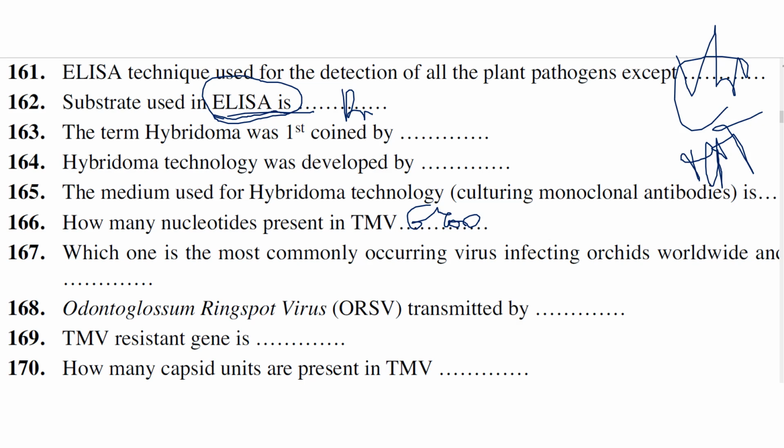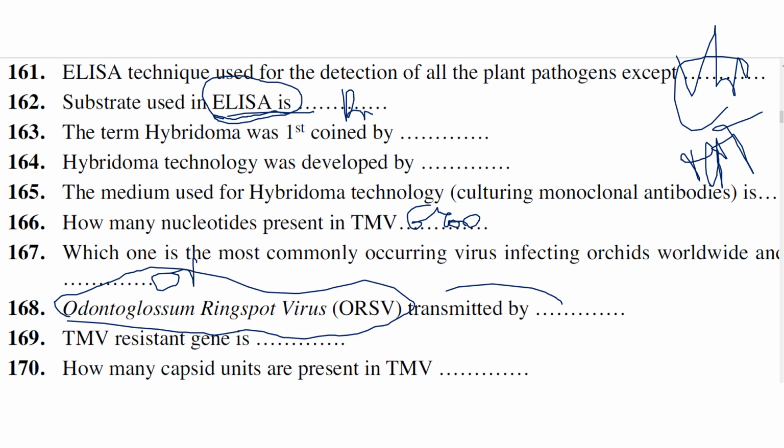What is the most commonly occurring virus infecting orchids worldwide? So there is a virus called ORSV, odontoglossum ring spot virus, which is given here. Odontoglossum ring spot virus is the most commonly occurring virus in orchids. This virus is actually transmitted by sap transmission or mechanical transmission.